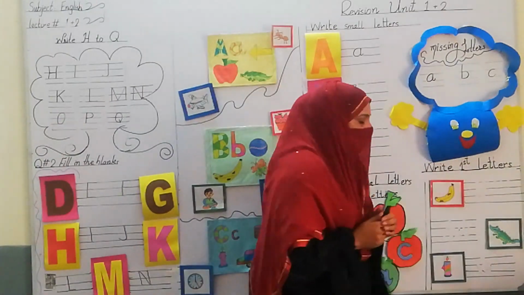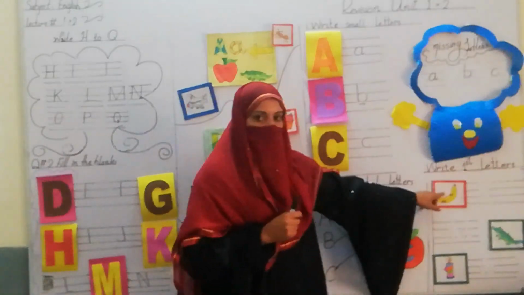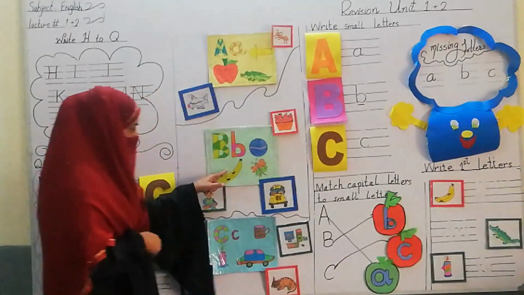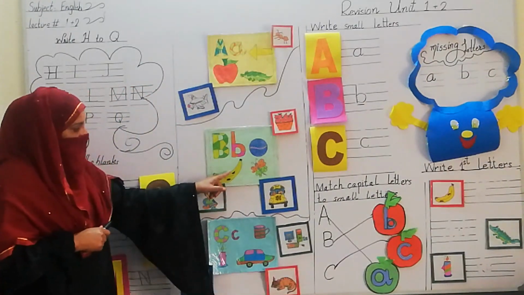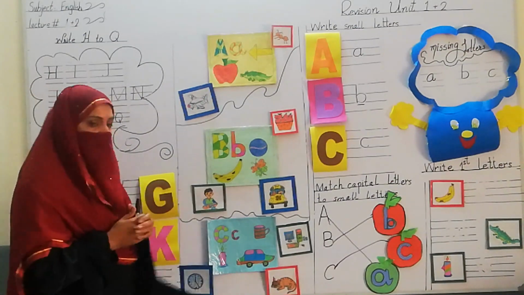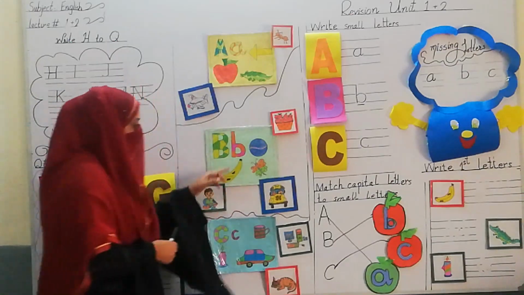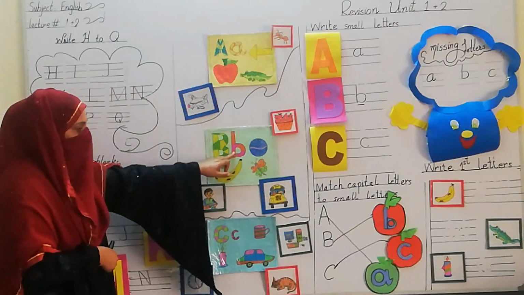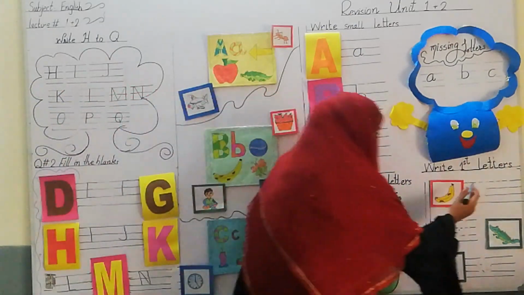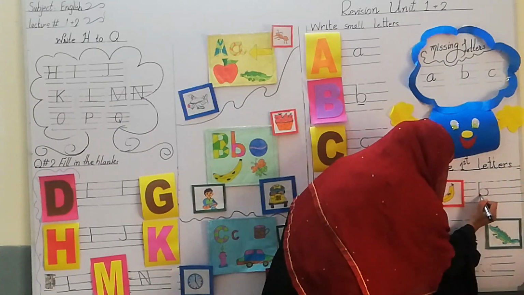Write first letters of picture. Can you tell me what is this? Find out this picture. Banana. What is the beginning sound of banana? B. So write here B like this.